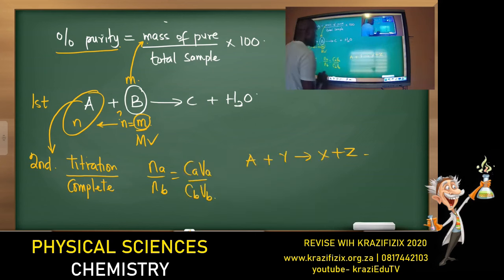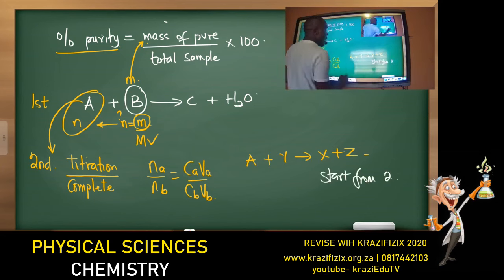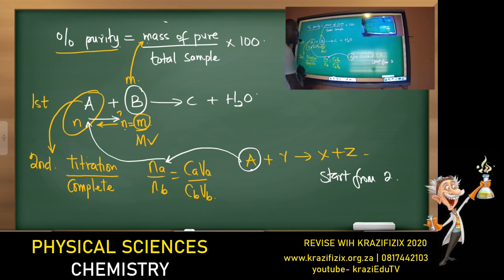This is the trend. Start with the second reaction. Start from 2. And work with A, because A is what's common in both of them. Now, when you work with A, you are going to find the number of moles in A. After doing that calculation, you will take the number of moles here and work with the mole ratio to get the number of moles here. When you get the number of moles here, you are going to get the mass here. You put that mass here and you calculate your percentage purity.